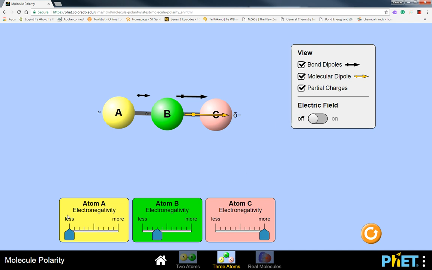So the important things here are electronegativity, bond dipoles, and then the overall resultant molecular dipole, depending on the bond dipoles and the shape of the molecule.